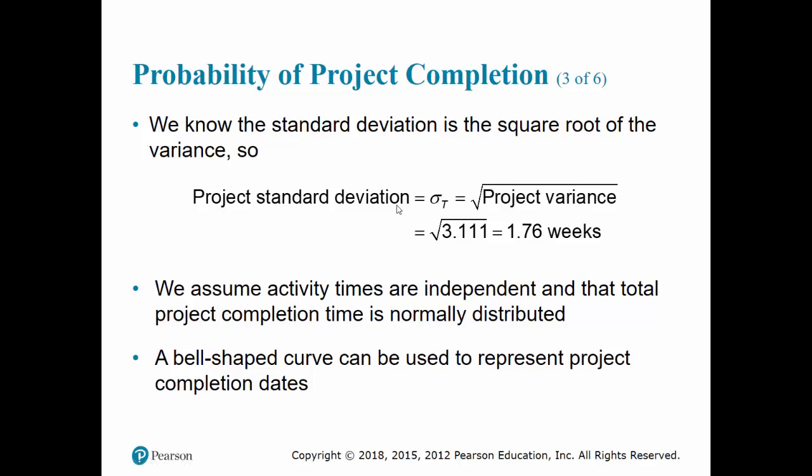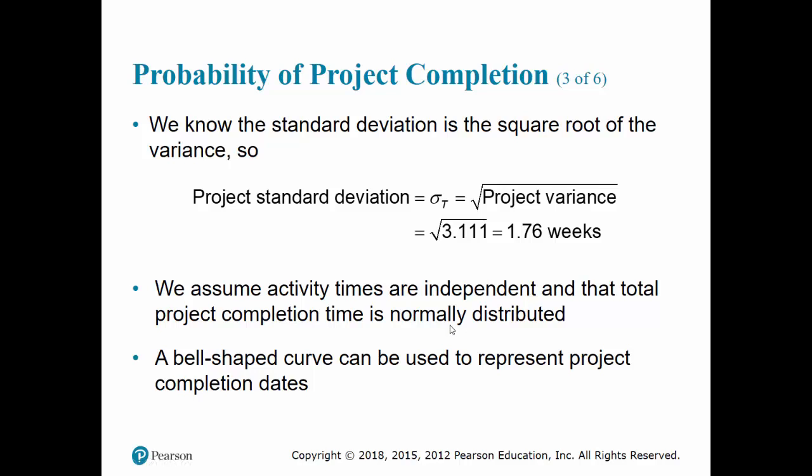So now with this, we get the expected project completion time. So that is like the mu in a normal distribution. And then we have the standard deviation of that project completion time. So with that, we can use the normal distribution to find the probability.